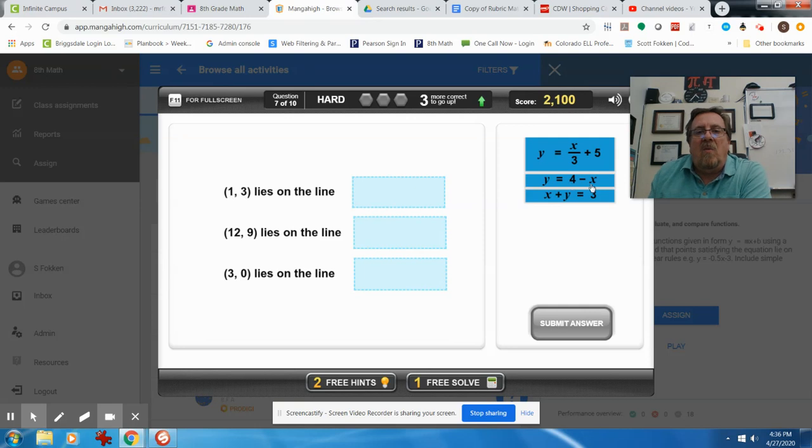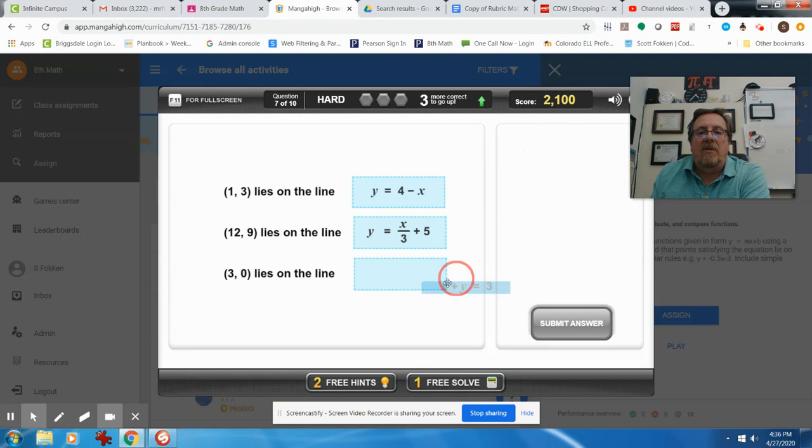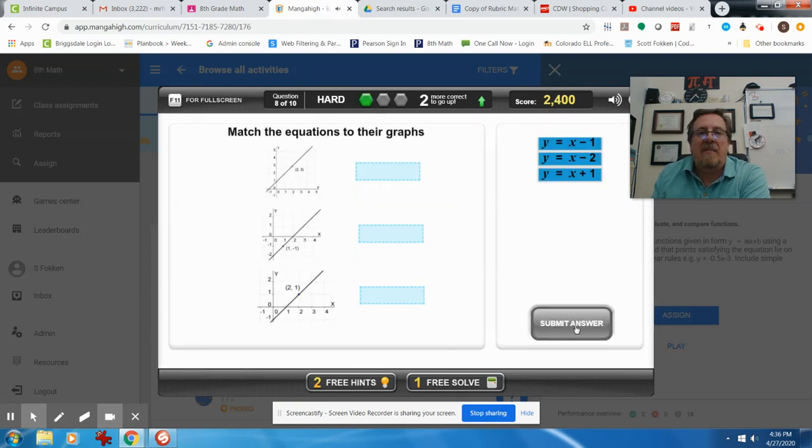If I plugged in 1 here, I'd get 4 minus 1. Does that give me 3? Yes. I'm going to say that works. Again, plugging 1 in for x, 4 minus 1 is 3. That's our y value. Plug that in for y. 12, 9. 12 divided by 3 is 4, and add 5 and you get 9. So that's what y would be, 9 if you did the whole thing. So we're going to plug that there. And we'll just assume, we'll do a cheat. We'll just assume that we're correct on the others.